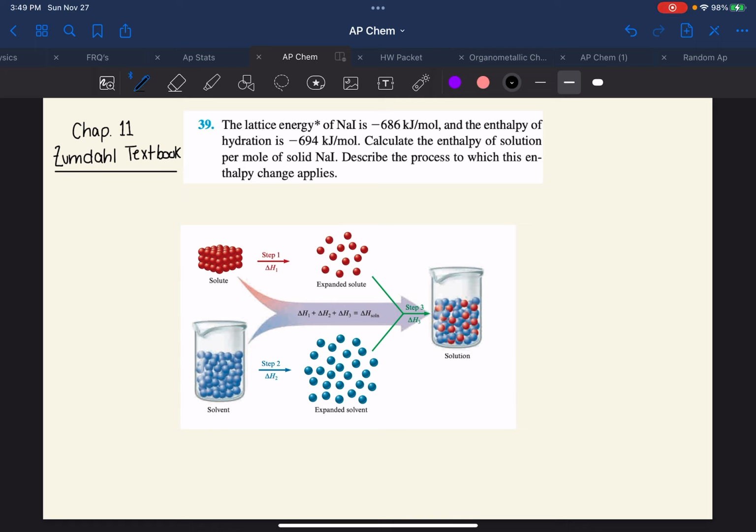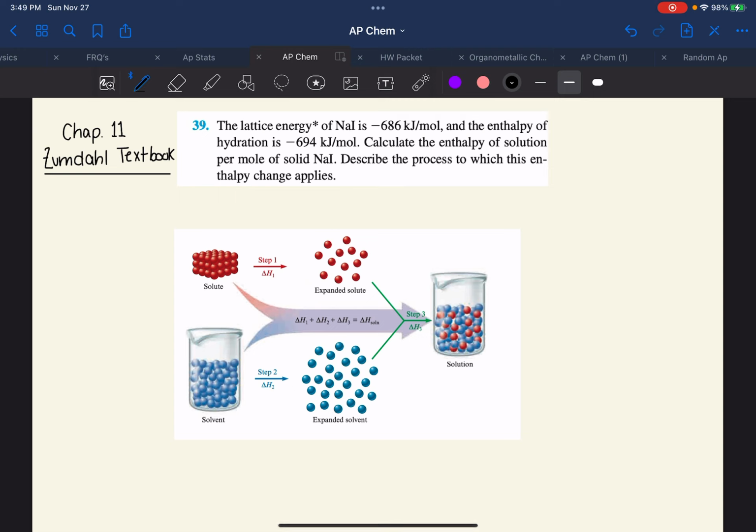Okay, so one thing I noticed when I was solving this problem is that it has so many concepts in it, and it's really important that you understand them. So I'm going to start off by going over this picture again. It says that the lattice energy is negative 686, and the enthalpy of hydration, well, from what we learned before, is equal to delta H2 plus delta H3.